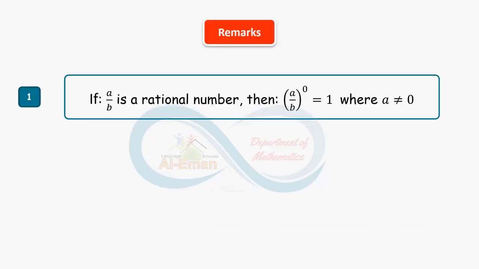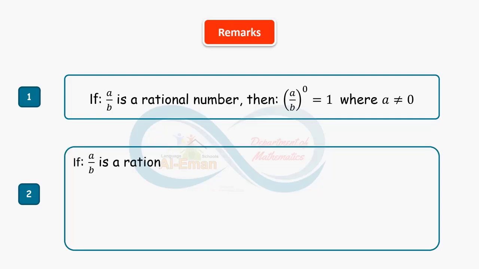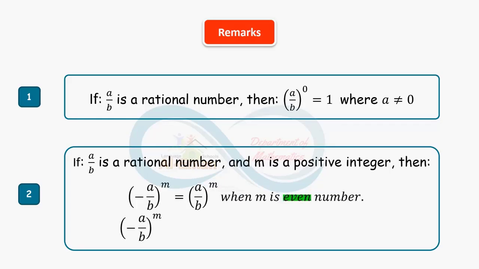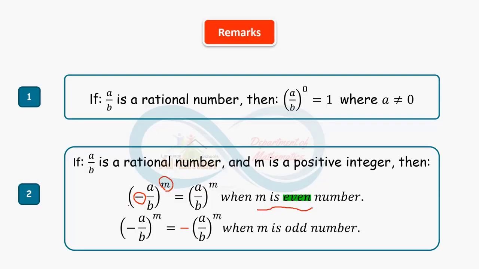Okay, let's get back to the second remark. If a over b is a rational number and m is a positive integer, then if we have a negative rational number to the power m, we have two cases for this number m. When m is an even number, the negative sign will be cancelled, and when m is an odd number, the negative sign will remain. Okay, we have here some examples.